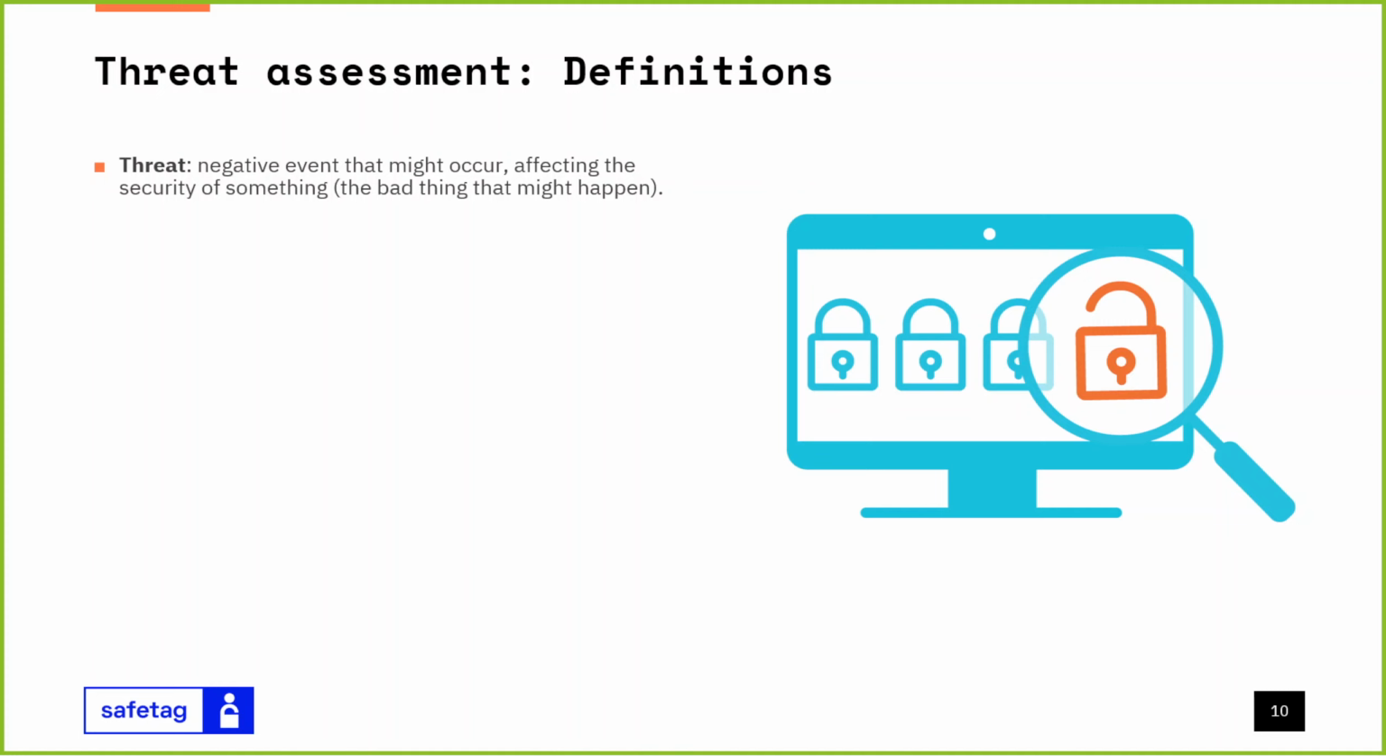A threat is a negative event that might occur. Okay, it's a bad thing that might happen. Maybe an example is that I get mugged in the street and my cell phone is stolen, for instance. That's a threat. It did happen many years ago, but that's another story. But it's just a hypothetical scenario.